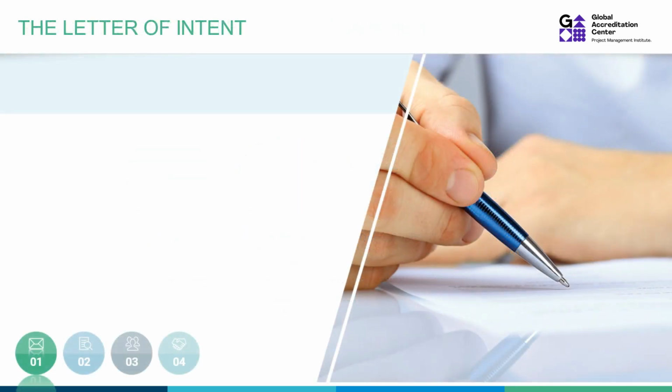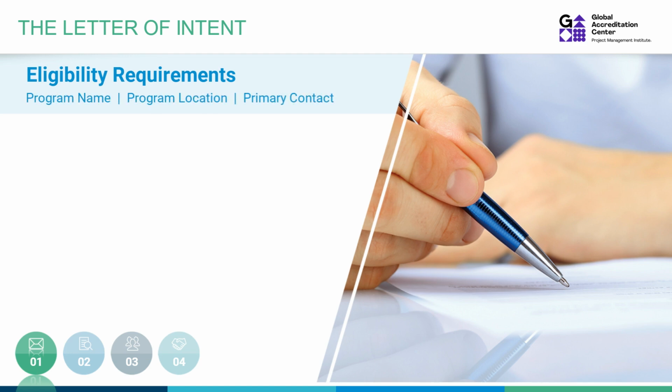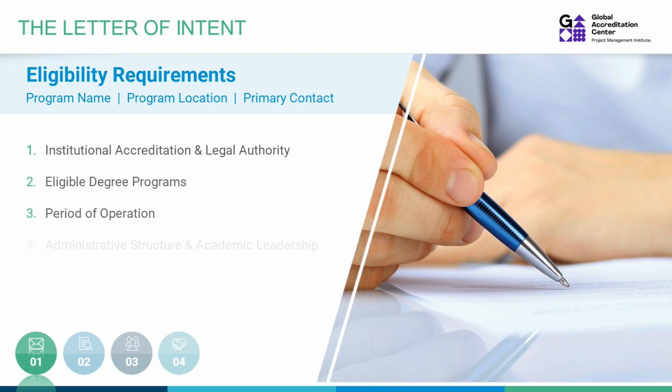The purpose of the letter of intent is to ensure that the prospective applicant program meets the initial GAC accreditation eligibility requirements. The letter must include key program information such as the program name, program location, and the primary points of contact. Additionally, the program also submits information regarding institutional accreditation and legal authority, eligible degree programs, period of operation, and administrative structure and academic leadership.